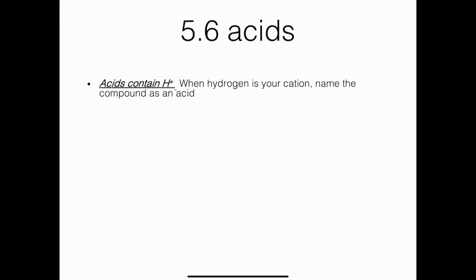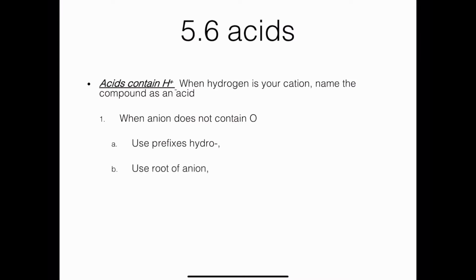So when you see hydrogen in a formula as the first element, that should be a clue to you to name that compound as an acid. So when hydrogen is your cation, name the compound as an acid. Acids have their own set of naming rules. When your anion does not contain oxygen, so this means when it's not a polyatomic, when it is just an element that we can find off of the periodic table, this is the first class of acid naming. You're going to use the prefix hydro, the root of the anion, and the suffix ic acid.